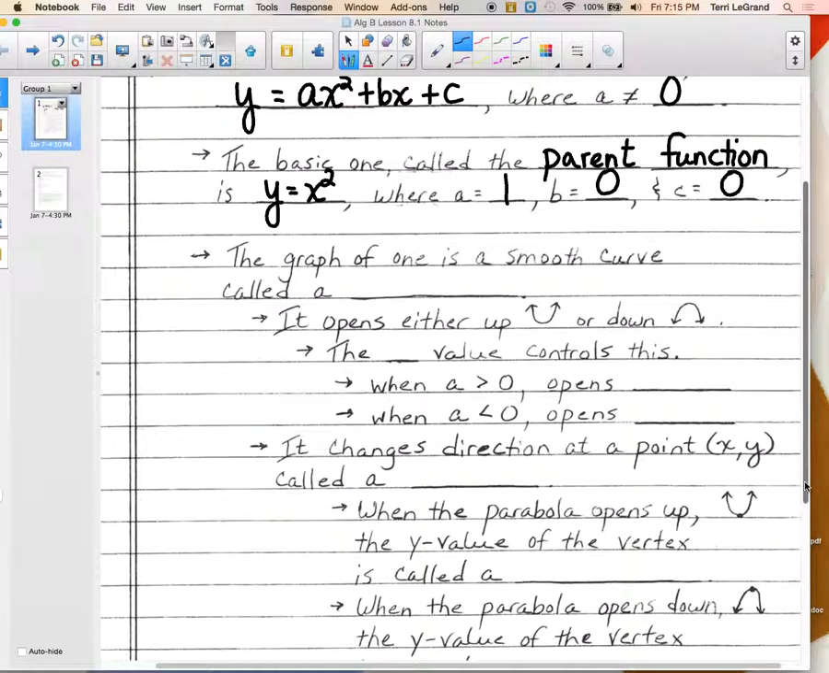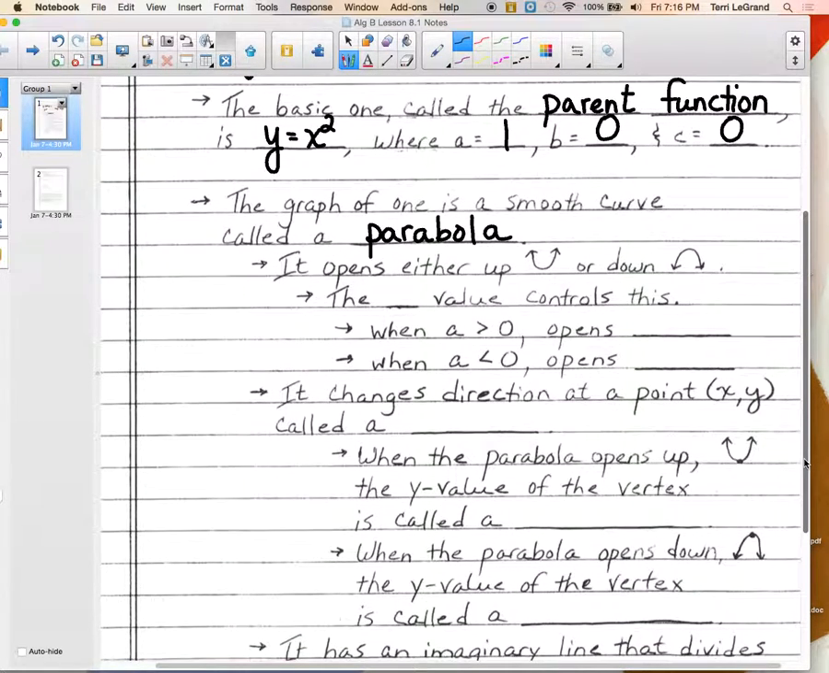When we talk about the graph of a quadratic function, it's a smooth curve. It's not a line, we can't use a straight edge for it. It's kind of a funny word, called a parabola. And I have some drawn here. I say it opens either up, and notice it's U-shaped. So it either opens up or it opens down. So we have a U opening up or a U opening down.